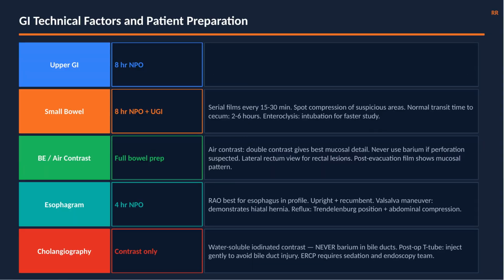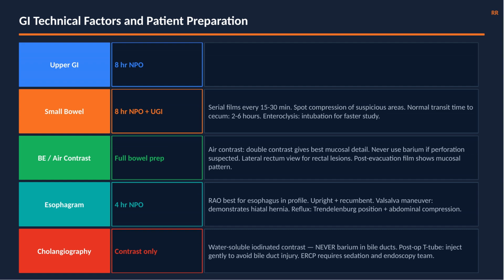The table on this slide summarizes prep and technique for each procedure. Upper GI: 8-hour NPO, KVP 100 to 125 for fluoroscopy. Spot films, lower KVP for mucosal detail. Double contrast: gas tablets plus thin barium. Small bowel: 8-hour NPO, followed by upper GI barium as the oral load. Serial films every 15 to 30 minutes.